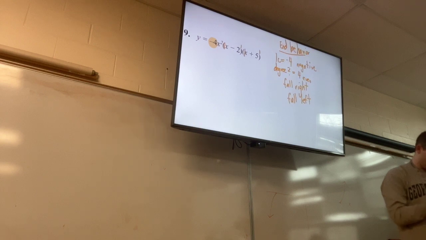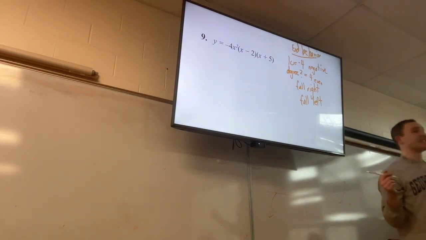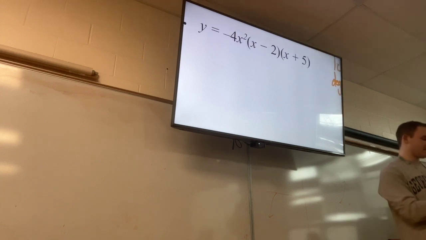Okay, and then we're going to come back here. Now I can get my zeros, right? That's the easy part. What are my zeros going to be? Are my roots x equals 0, x equals 2, and x equals negative 5, right?